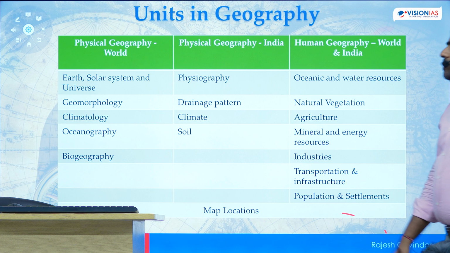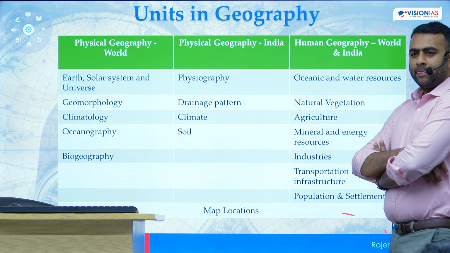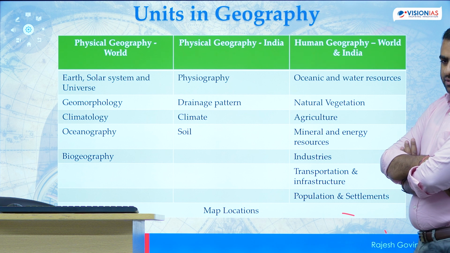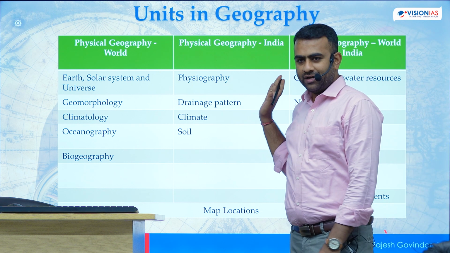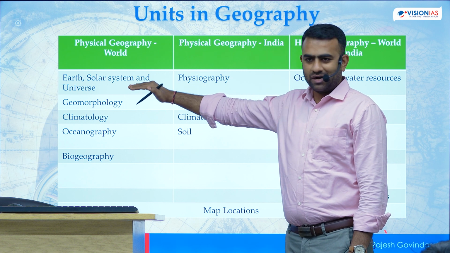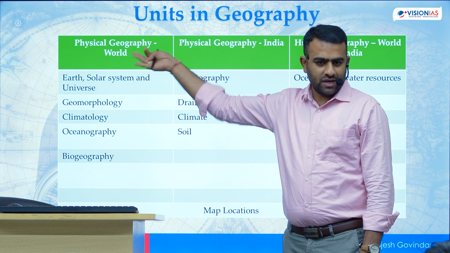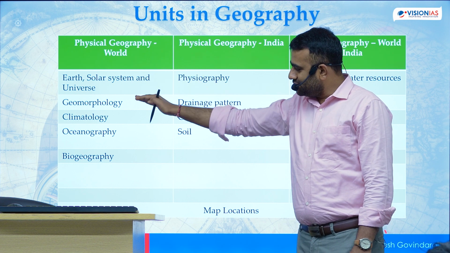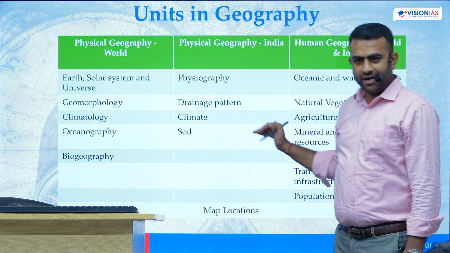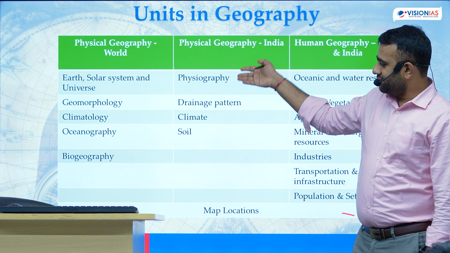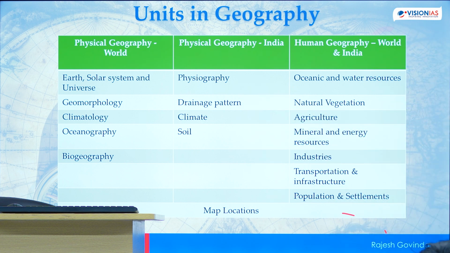So this is the overall study area of geography in UPSC. You will have to study this under 3 different headings. First, physical geography of the world. I told you, for physical geography of the world, first you should start with the basics of cosmology: the universe, the solar system, stars, galaxies, all of this. And then come to geomorphology, climatology, oceanography, biogeography, and then the same study in the case of Indian physical geography: physiography, drainage pattern, the climate and soil, the rivers and all.